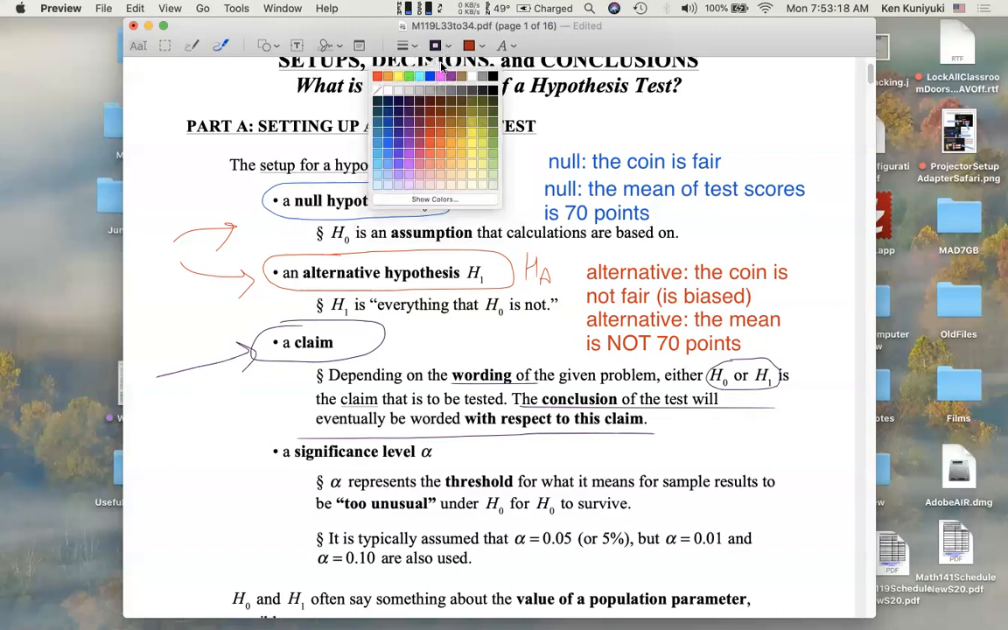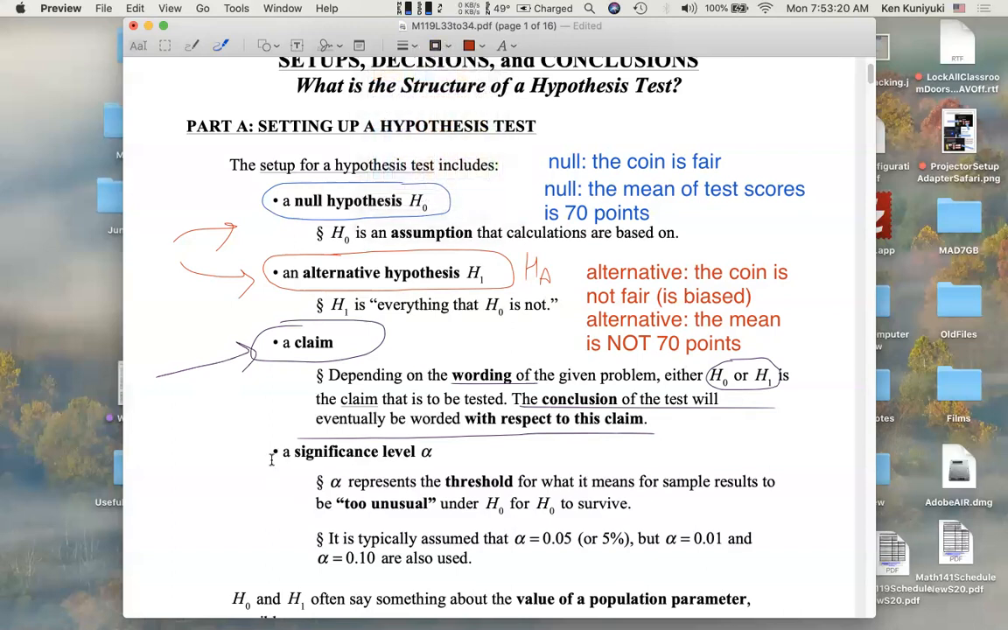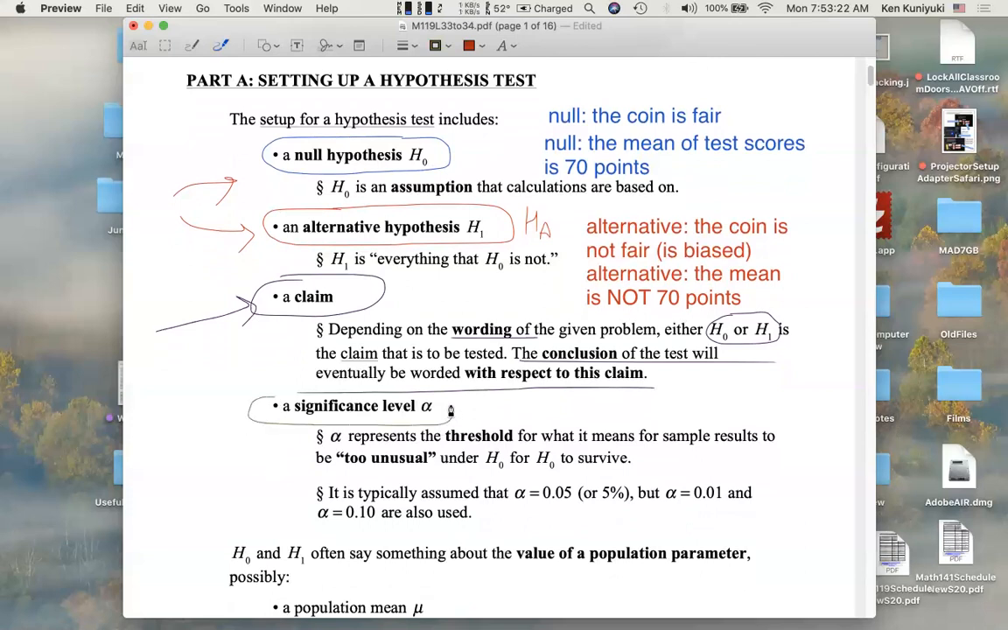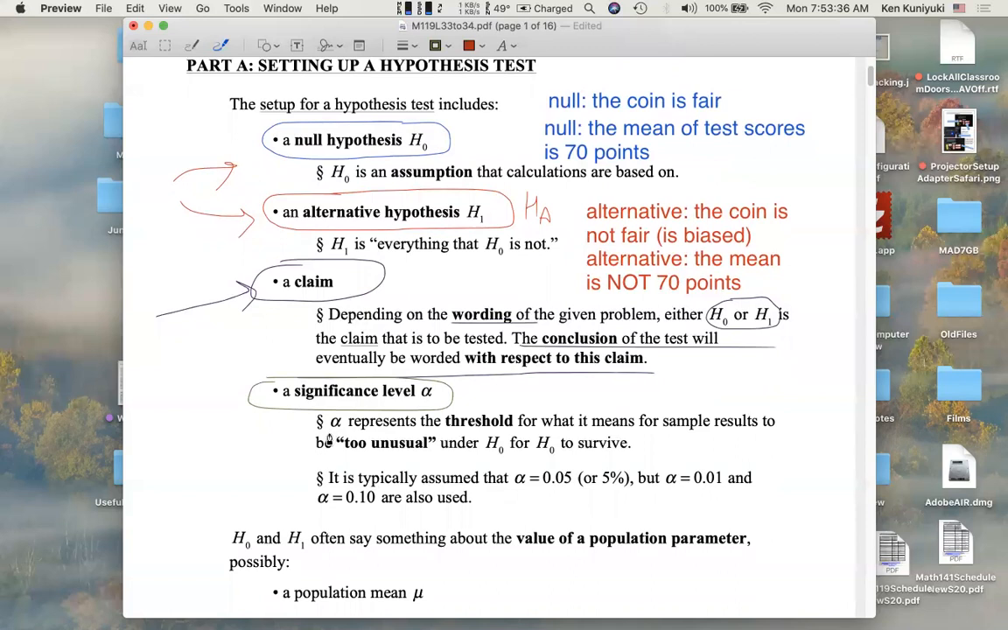And then, we've seen this before, a significance level alpha. Before I said this was the third ingredient. Here it's fourth in my list. It's the third ingredient to a hypothesis test, fourth if you include the claim in the wording. All right, so alpha represents the threshold for what it means for sample results to be too unusual for the null hypothesis to survive.